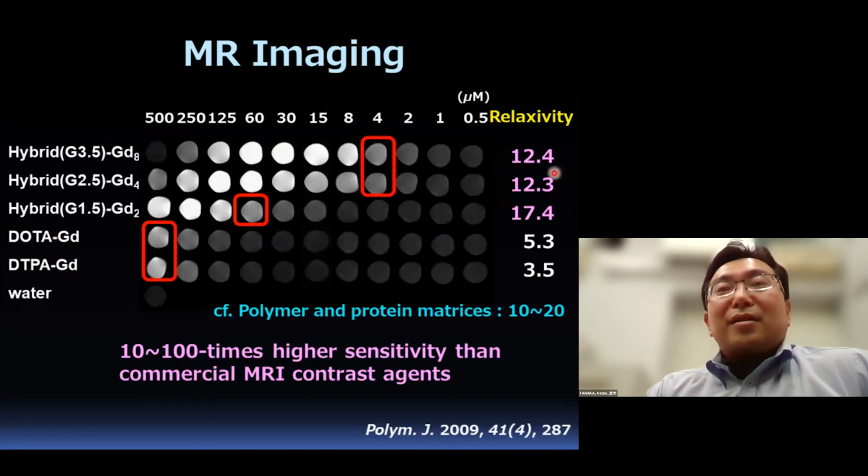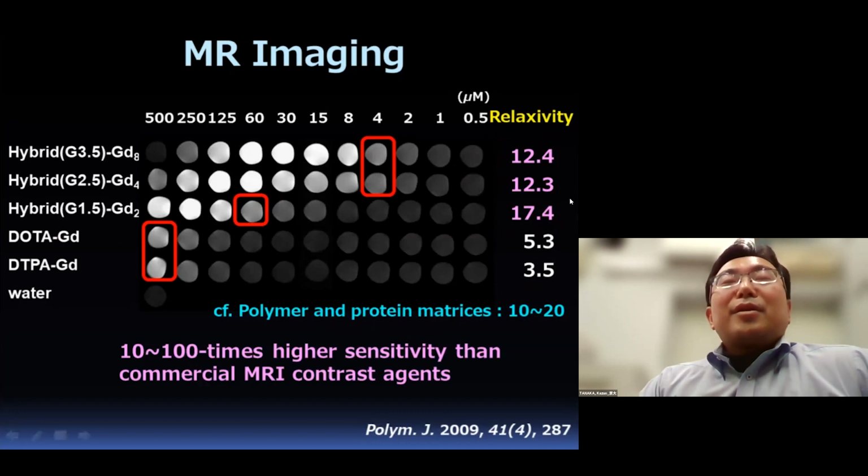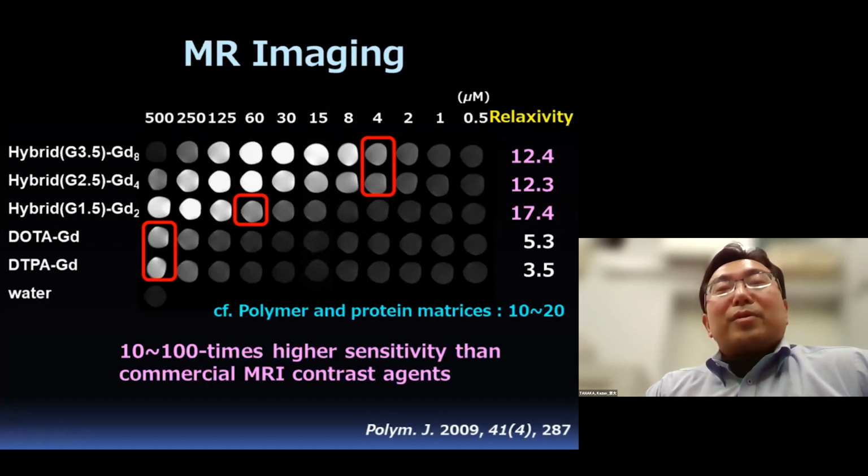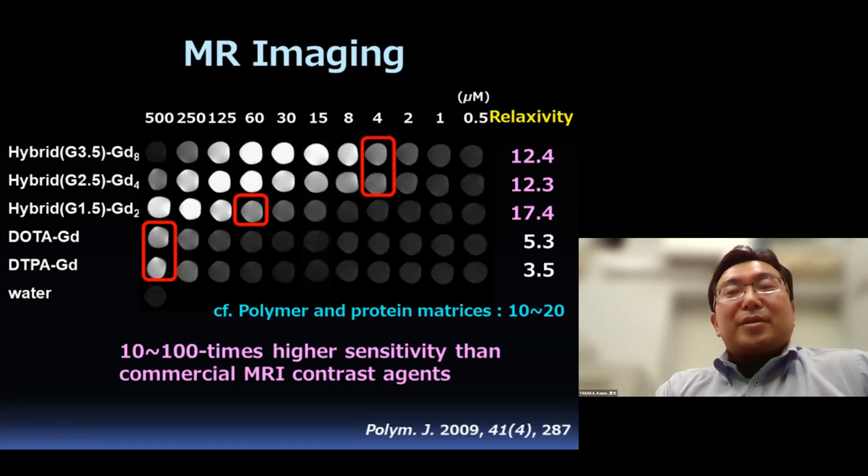And these values mean the sensitivity in MR image. Comparing to the other polymeric materials, we obtained similar values, and these data represent that the improvement of rigidity should be a useful tool, or a useful strategy, for improving the sensitivity in MRI contrast agents.